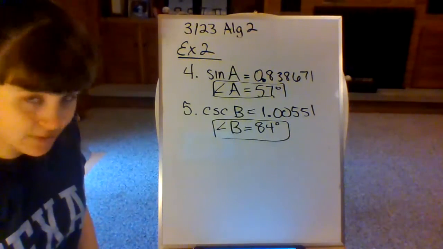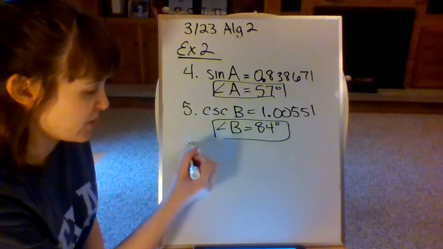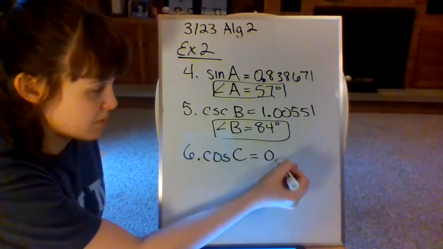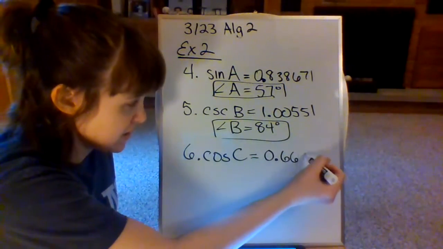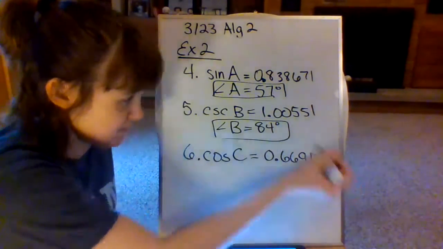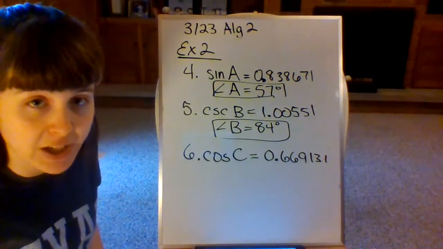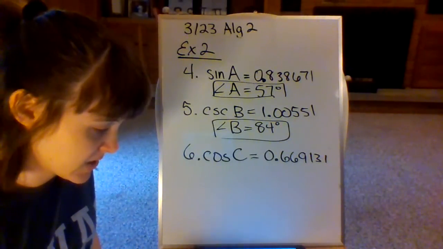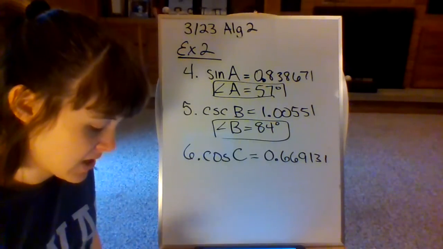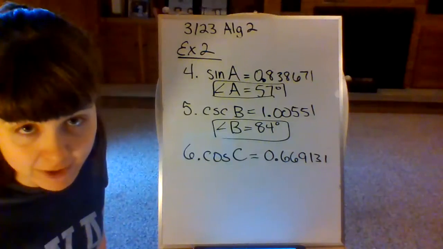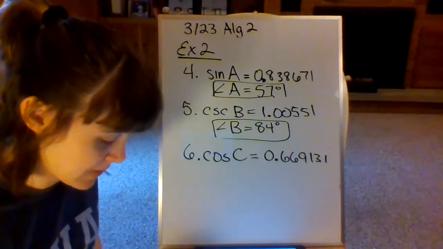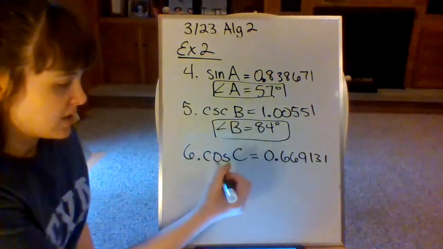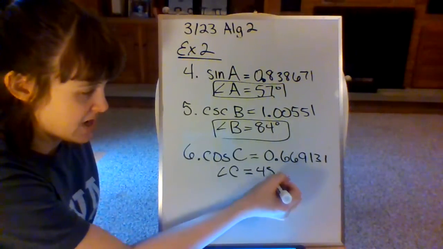Let's try number 6. Number 6 says cosine of C equals 0.669131. So like I've been telling you, we're going to put the decimal in first. So 0.669131. And then we want the one that looks like cosine inverse. So you're going to press the cosine inverse button. And you round this to the nearest degree. So it's going to be 48. So angle C equals 48 degrees.